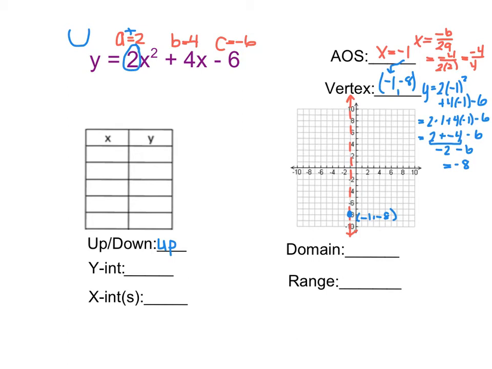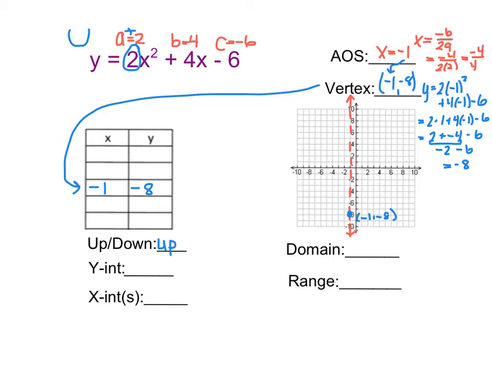Now as I go to add additional points, I'm going to take my vertex point and I'm going to plop it into the middle of my table. So here I have x is negative 1, y is negative 8, and I anticipate that that will be the middle of my graph and that the points around it will be symmetrical. So now I need to pick some x values around that.